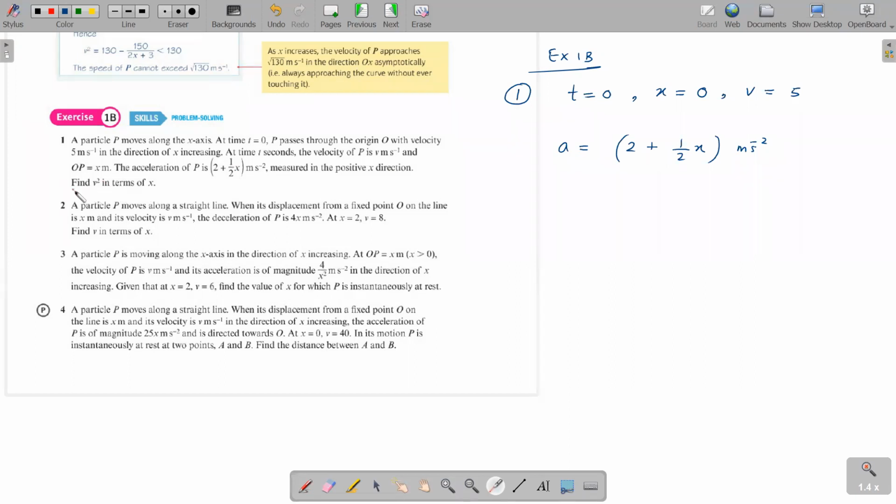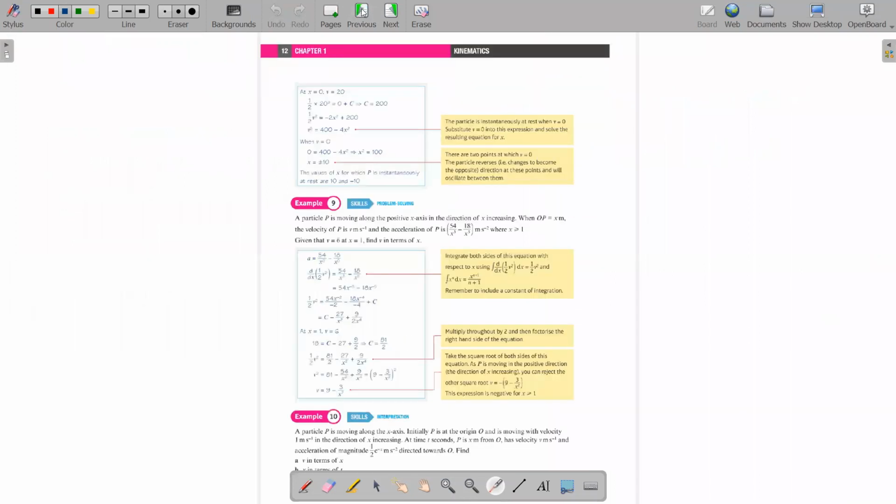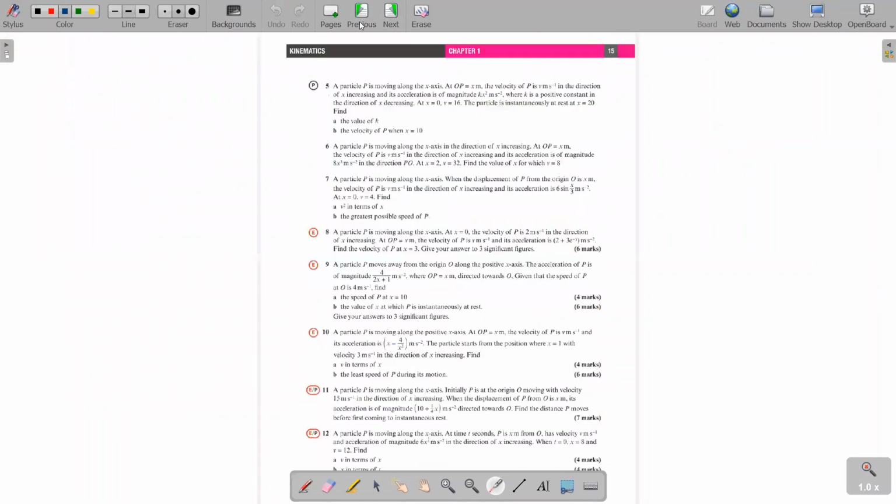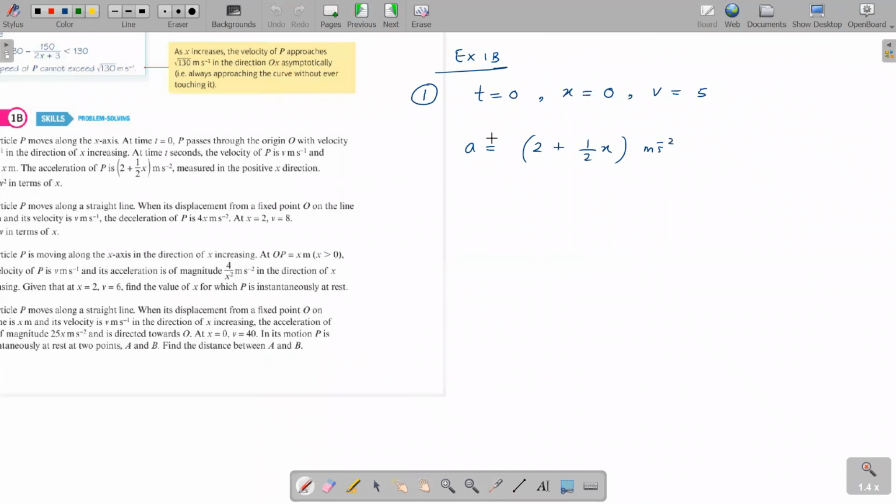So how do we do this? The first thing you need to realize is that acceleration is given as a function of displacement. So what do we use for acceleration? We will use acceleration as v dv by dx. So instead of acceleration, I will use v dv by dx, which is equal to 2 plus half x.